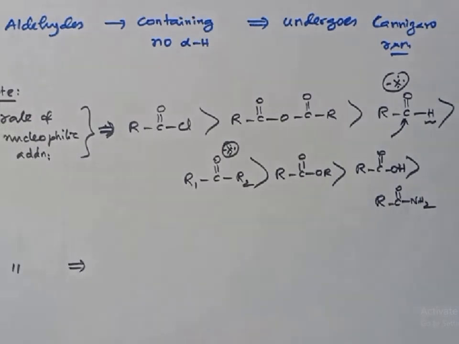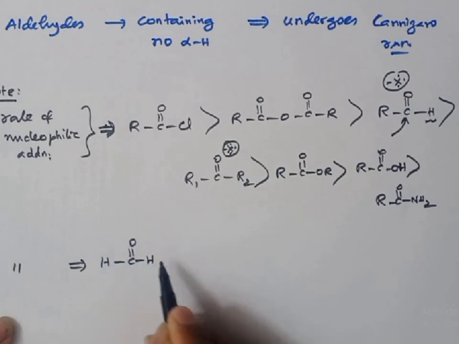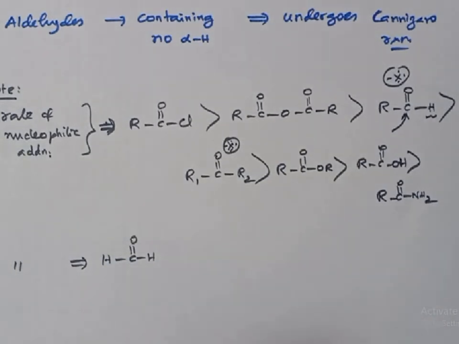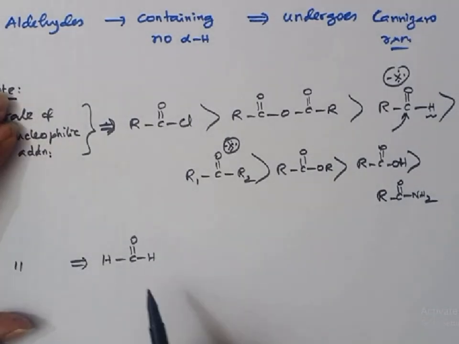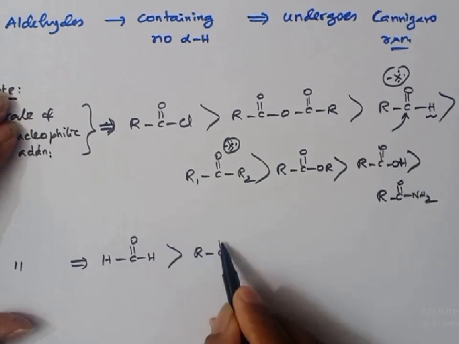This is very important. Among aldehydes and ketones, formaldehyde is most reactive. Students, observe carefully. Among aldehydes and ketones, formaldehyde is most reactive, highly reactive. It will undergo nucleophilic reaction very fast compared to other aldehydes and ketones. So formaldehyde, then other aliphatic aldehydes.